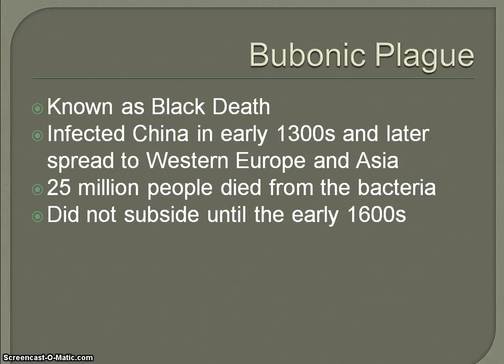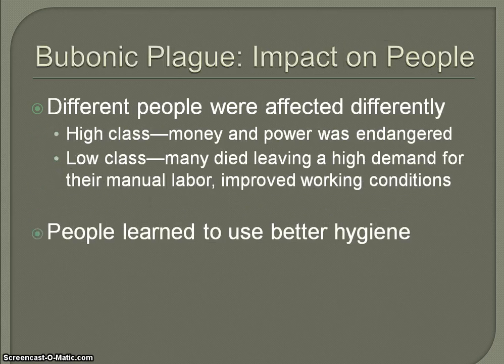25 million people died from the bacteria in the epidemic, and it did not subside until the early 1600s. The impact of the Black Plague affected different people differently. High-class citizens back in that era had a good bit of money, but that money and power became endangered. Low-class citizens, many of whom died, left a high demand for labor because there was a shortage. As a result, it improved working conditions for low-class citizens. All people, as a result of the bubonic plague, learned to use better hygiene practices.